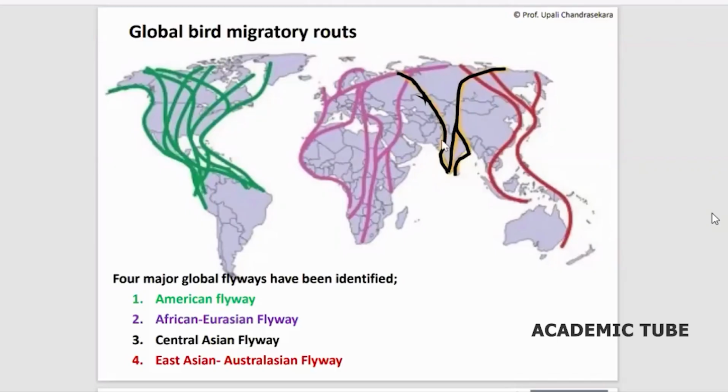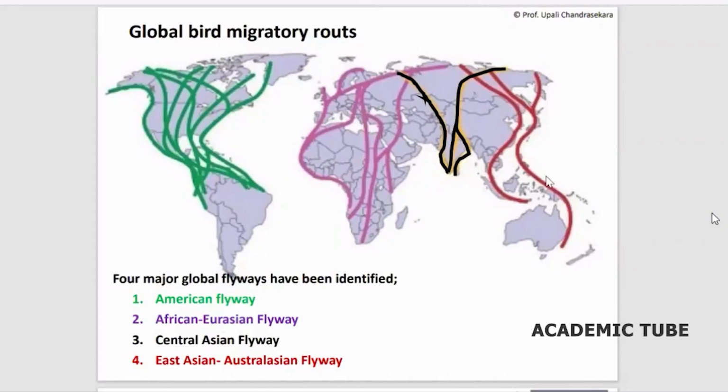Now, there is another flyway shown in black and yellow, and it connects the North Asian region, Russia, Siberia, etc., with the southern part, India, Sri Lanka, etc. And that is what you call the Central Asian flyway.